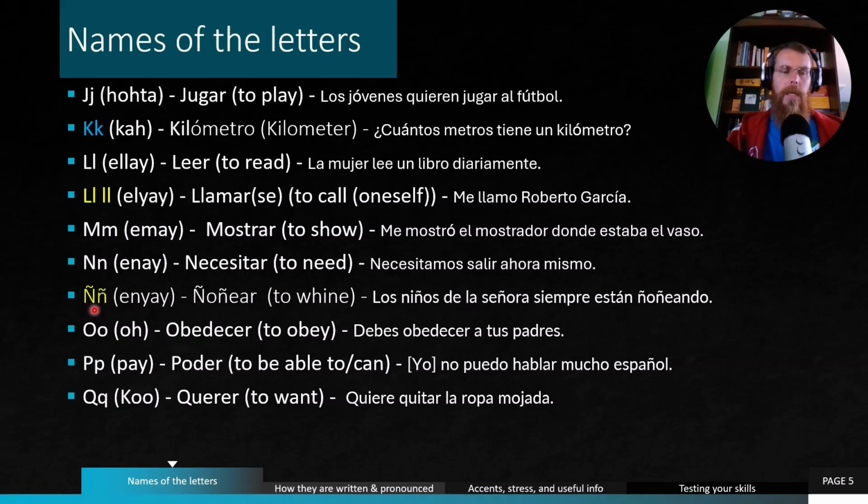And then we have ñ. And this is a very hard verb to say. This verb is ñoñear. But this is the letter that you will see in niños, señora, or señor. Okay, this verb is ñoñear, which is to whine, and it's very hard to say. Ñoñear. But if you practice it now, you'll be able to say it.